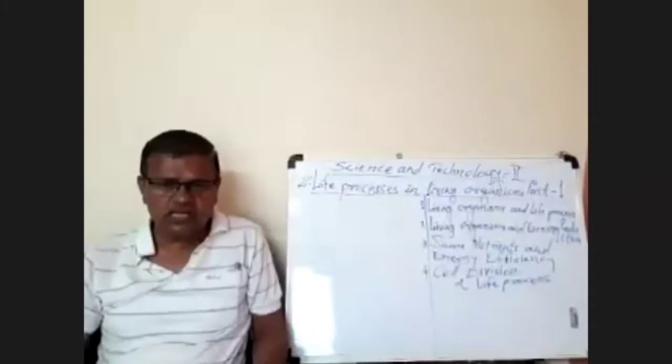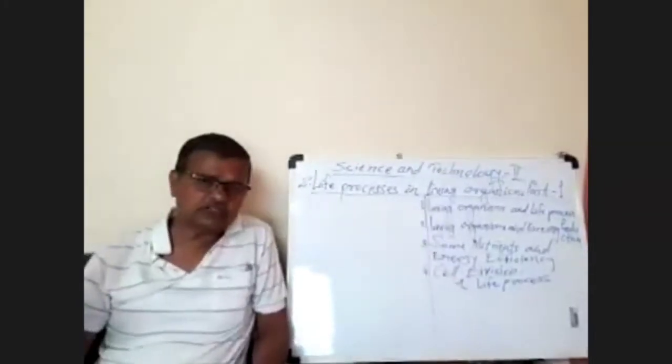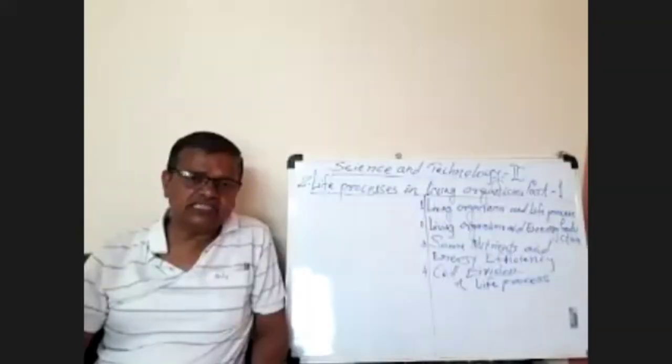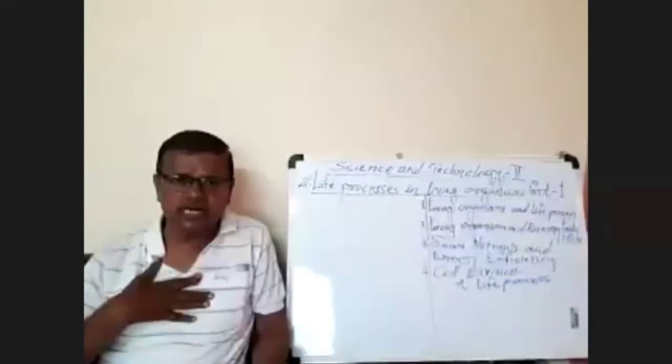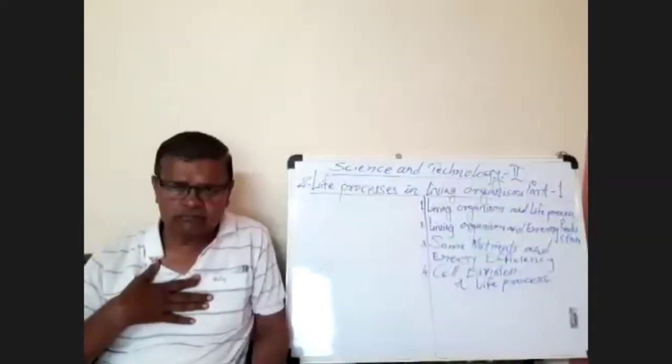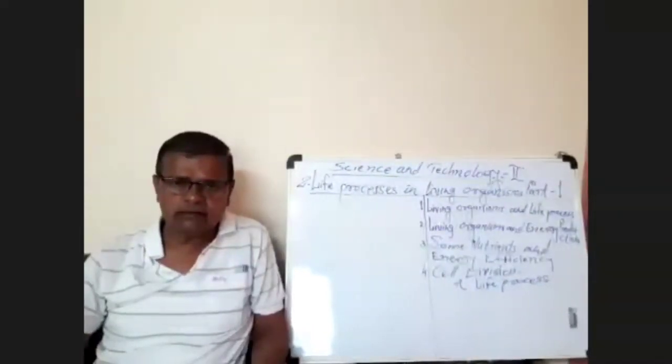Then in the respiration process, there are two types of respiration: aerobic respiration and anaerobic respiration. Aerobic respiration is respiration which takes place in the presence of oxygen. Human beings inhale oxygen and exhale carbon dioxide. Without oxygen, we cannot survive.